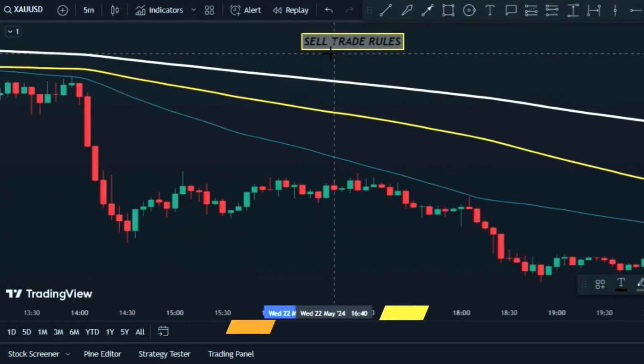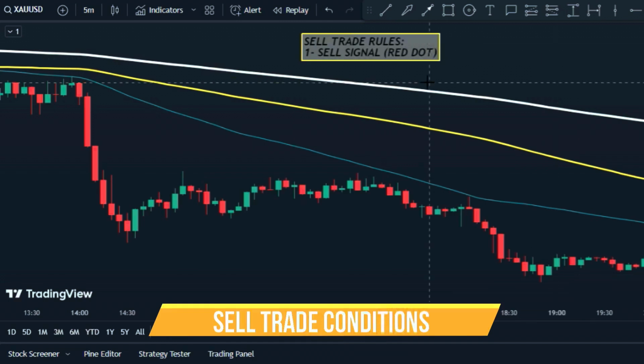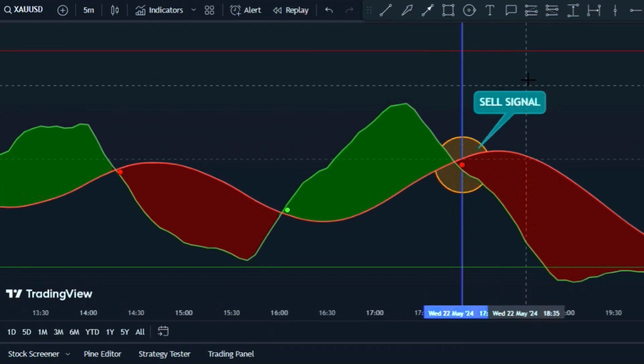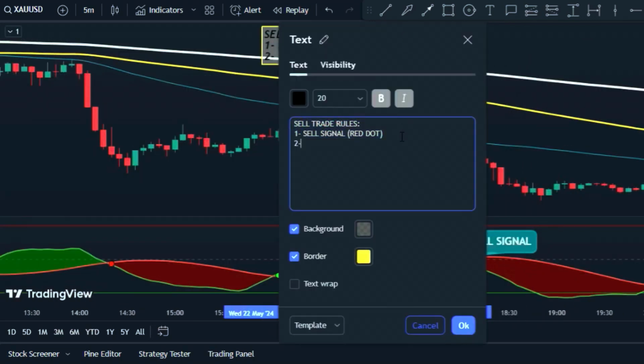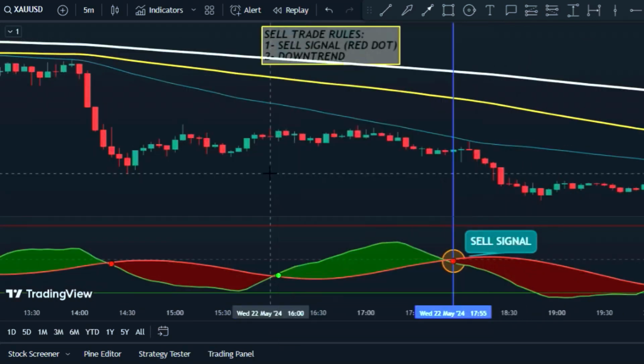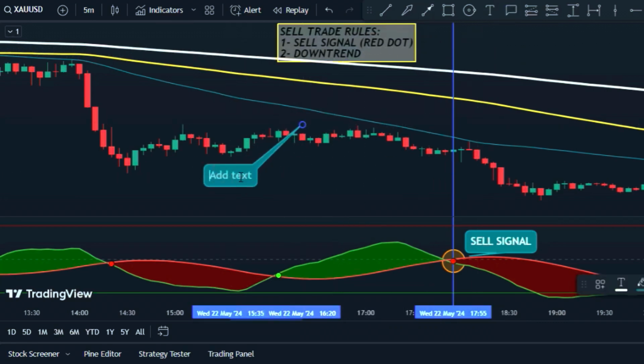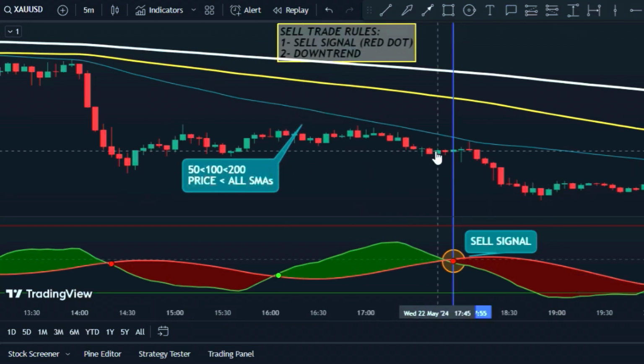Now, let's discuss the sell trade rules. For a sell trade, look for a short signal from the KDJ indicator, a red dot. Then make sure the signal candle's close price is below all the SMA lines, with the 50 below 100 and 100 below 200 line. This indicates a downtrend, signaling a potential sell opportunity. So once both conditions are met, you can enter the sell trade.